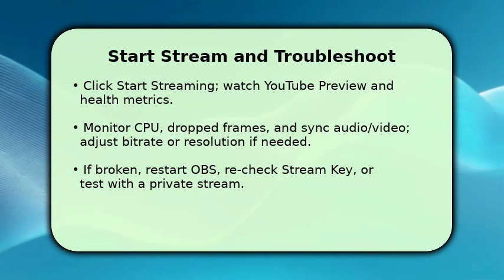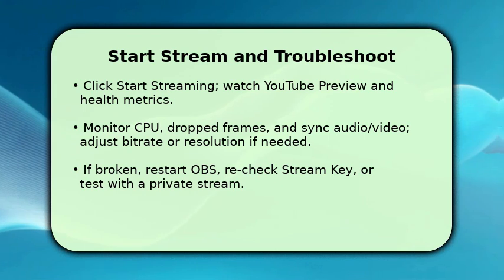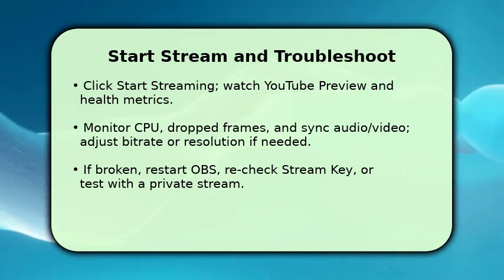When everything is ready, click Start Streaming in OBS and then check YouTube's preview to confirm video and audio arrive. You should monitor stream health for dropped frames, high latency, or encoding overload. If you see issues, lower bitrate or resolution and adjust encoder preset. Make sure audio is synchronized and overlays are visible.